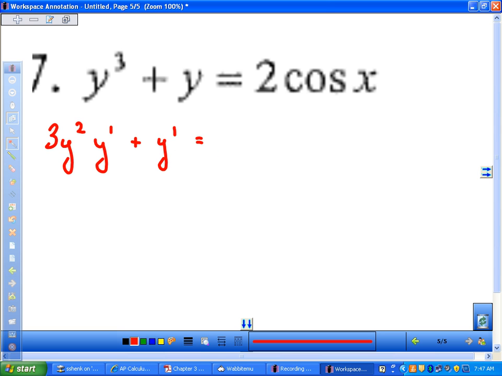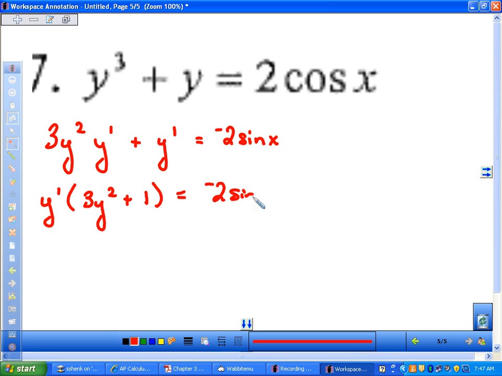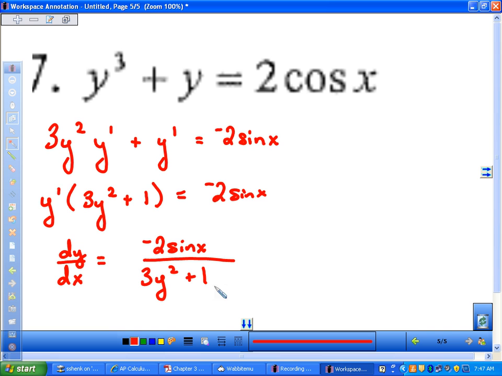What's the derivative of cosine x, times 2? Negative 2 sine x. So for our first derivative, we factor out our y prime. We'd be left with 3y squared plus 1 equals negative 2 sine x. So our first derivative, dy/dx, is equal to negative 2 sine x divided by 3y squared plus 1.